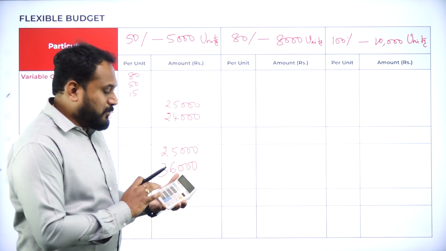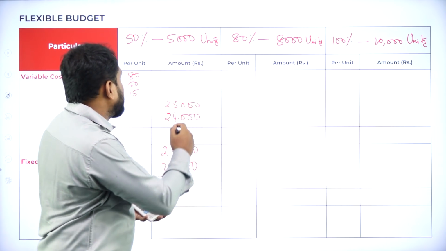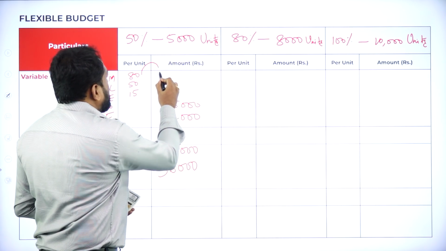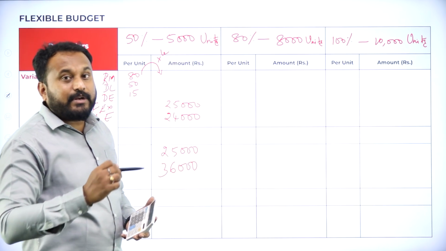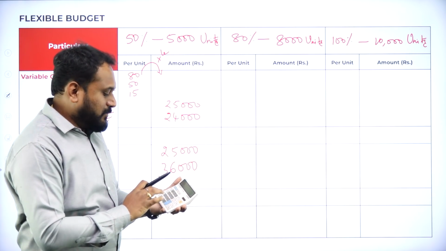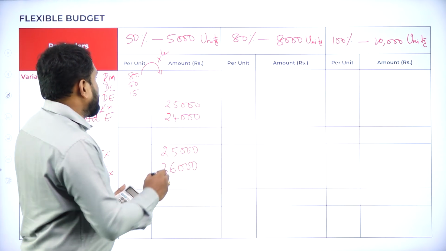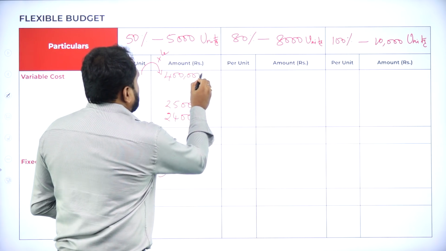For 1 unit, it is 80 rupees. Correct? For 5,000 units, how much? Whenever you go from here to here, you need to multiply. 80 into 5,000 is equal to, now you got 4 lakh. How much did you get? 4 lakh rupees.